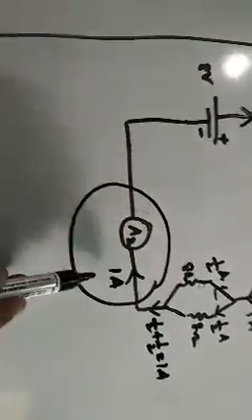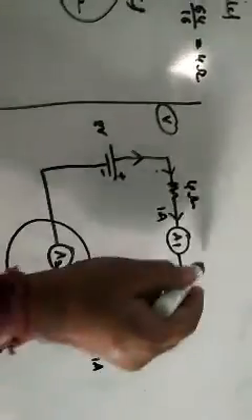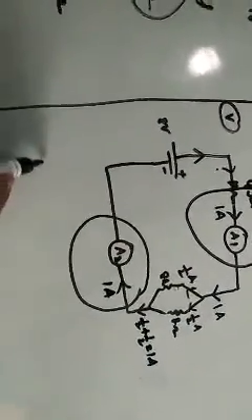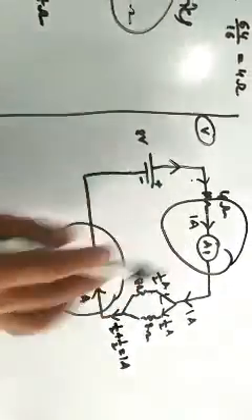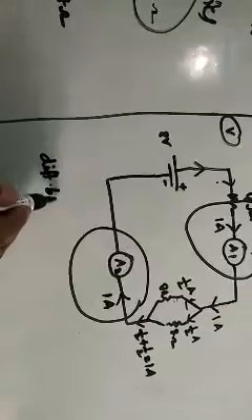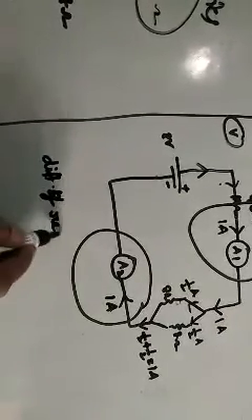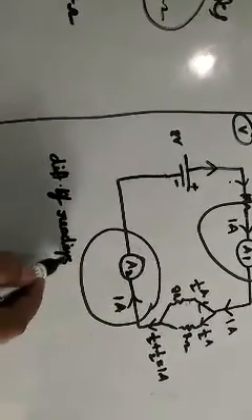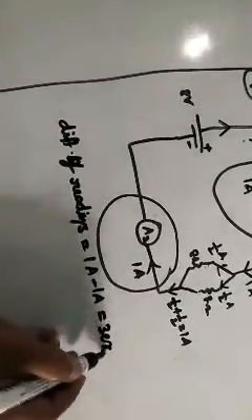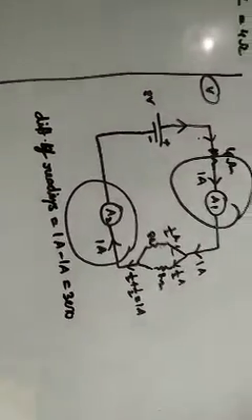Check it. Reading of A2 is 1 ampere. Reading of A1 is also 1 ampere. So current through A1 is 1 ampere, current through A2 is 1 ampere. So the difference of readings is 1 ampere minus 1 ampere. Answer is 0. Remember this question. So this is the previous question.